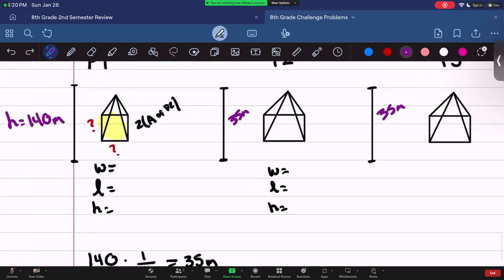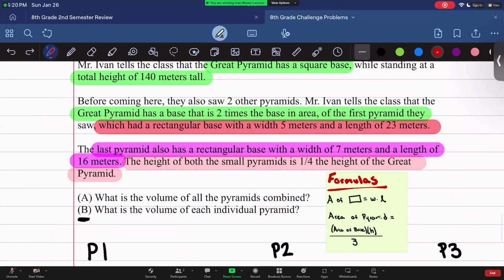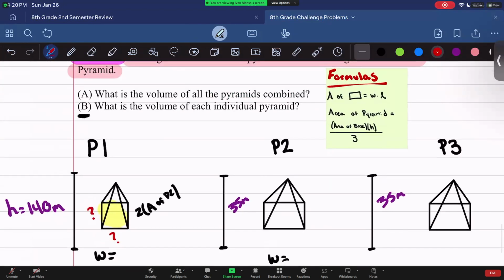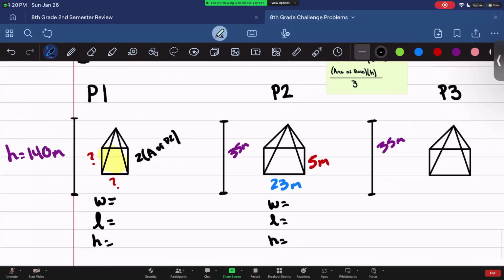Now, we were told that the width of this rectangular pyramid was 5 meters and the length was 23. So I know my width here is 5 meters and I know my length is 23 meters. Like I said, if you're just going along this, you just fill in these as you do it. 5 meters, 23 meters, it is 35 meters.